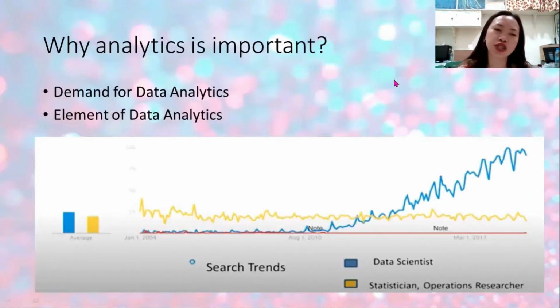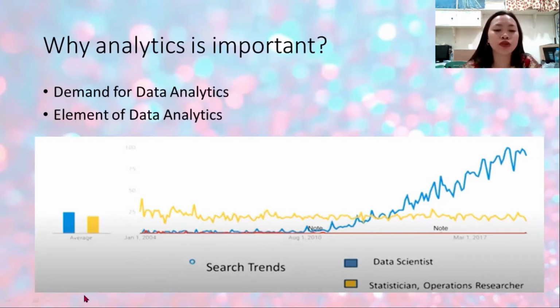Now, we always have this question: why is it important? Why is analytics important? We have here two main reasons: the demand for data analytics and the element of data analytics. We have here a graph. Can you see it? Okay. You see, the trend is increasing, right? That means people are searching in the Google search engine the word data scientist more number of times. As you have here in the legend, blue indicates data scientist and yellow indicates statistician, operations researcher. So we are concerned here with the search trends. What is the most searched term? Is it data scientist or statistician, operations researcher?